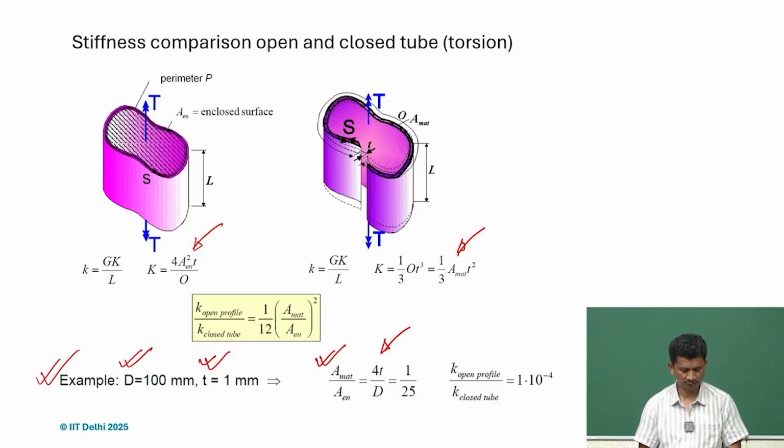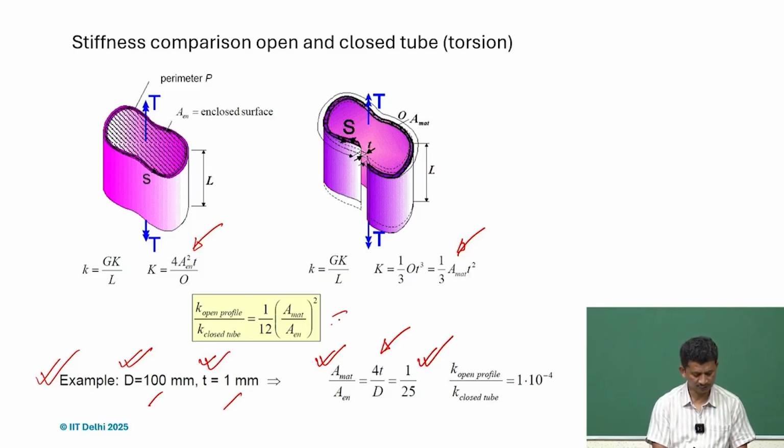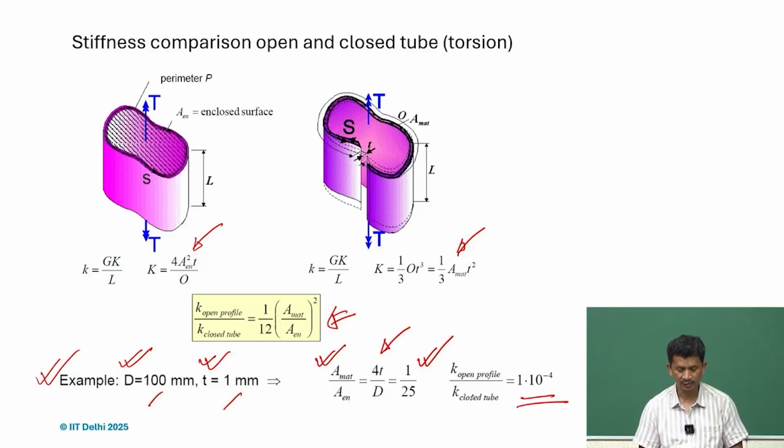So if we do that, we realize that this A mat versus A n will be 4T by D, and for these dimensions I mentioned, it will be 1/25. If we plug these values here, we find that approximately the K open versus K closed profile is 10 to the power minus 4. So it's a huge number, 10 to the power minus 4.